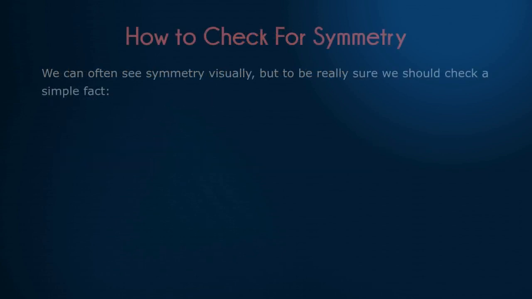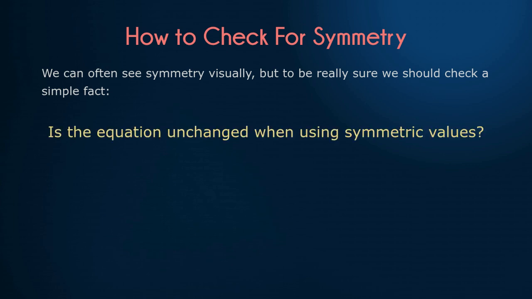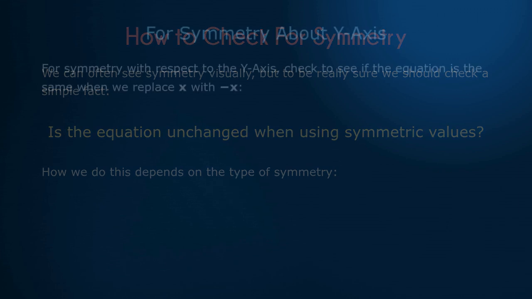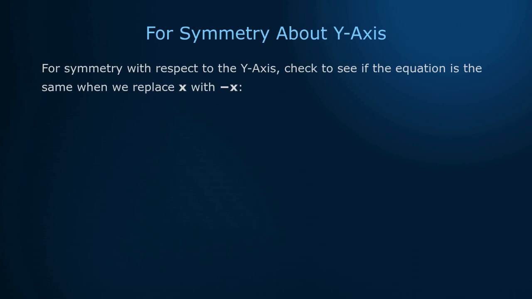We can often see symmetry visually, but to be really sure, we should check a simple fact. Is the equation unchanged when using symmetric values? How we do this depends on the type of symmetry. For symmetry with respect to the y-axis, check to see if the equation is the same when we replace x with minus x.